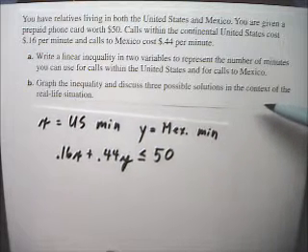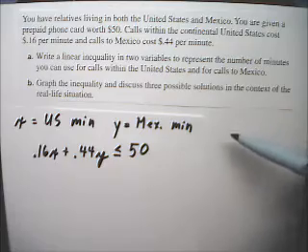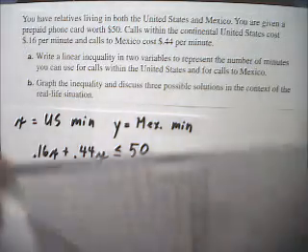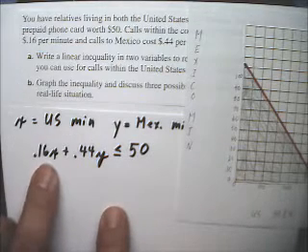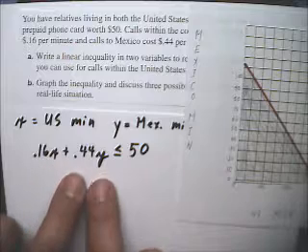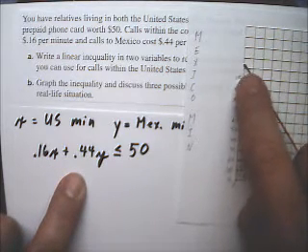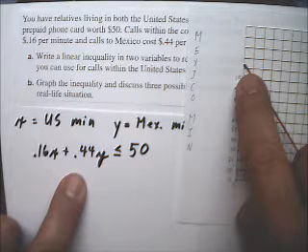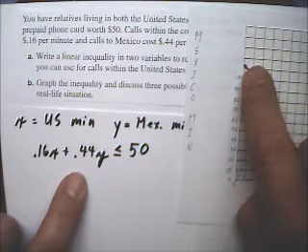And now it says graph the inequality. So I use the two endpoints. I said to myself, well, what if all of the minutes are spent in Mexico? Well, that number was 113. The book's graph, it looks to me like they graphed it as 103. My calculation puts it at 113.